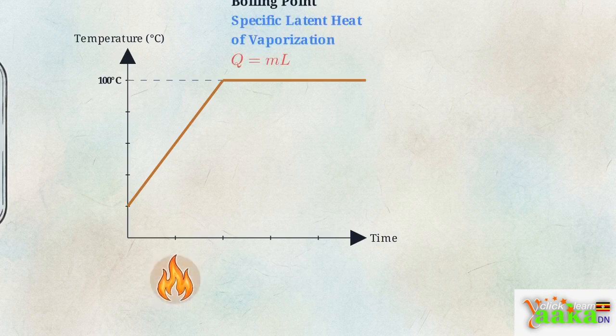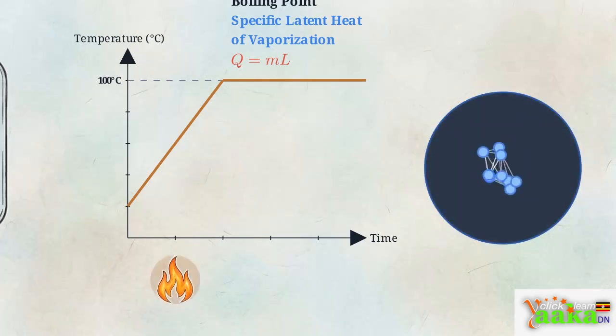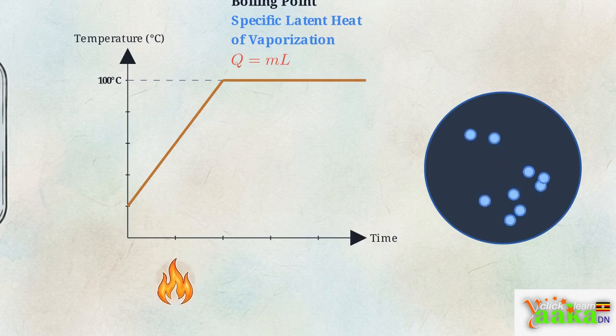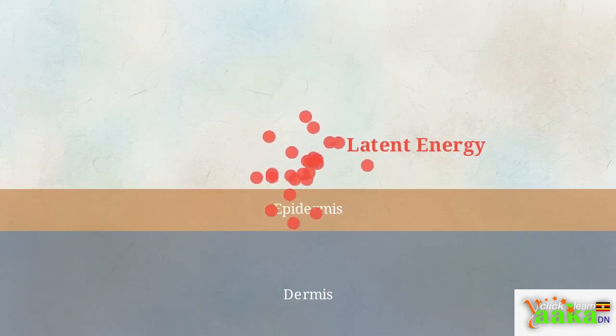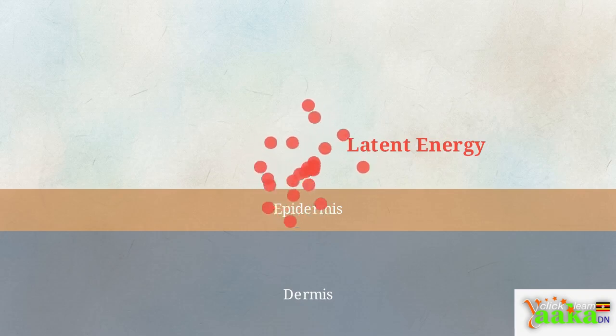The thermal energy is now acting as the specific latent heat of vaporization. Instead of making the liquid hotter, this hidden energy is being consumed to completely break the molecular bonds holding the water together, allowing the molecules to fly apart as steam. This resolves our opening mystery. Steam burns are far more damaging because steam carries all of that massive, hidden, latent energy.